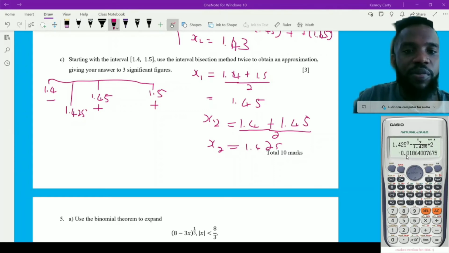Alright, that's pretty close. It's closer than my previous value. And of course, the sign for this would have been negative. So the root would have been between these two now. Alright, so since this is even closer, I'm going to assume that the root, or alpha, is approximately 1.425.